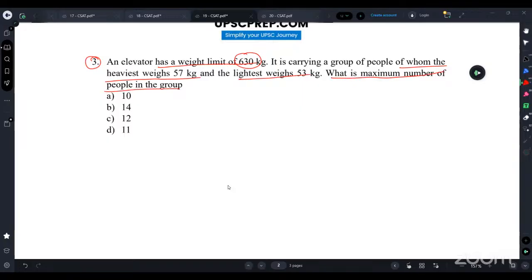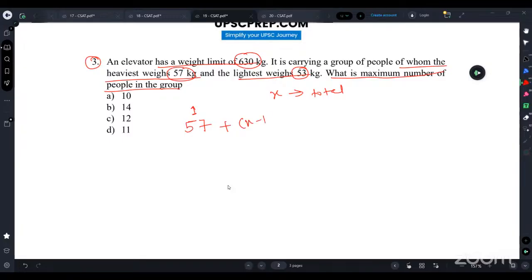See now, guys, we have to maximize the number of people. So what we will do? One person that we know has to be 57 kgs, right? So if I consider X number of people are there total, then the remaining people I will make only of 53 kg weight. That way I will get the maximum number of people that the elevator can carry, right? So one person has been 57 kg.